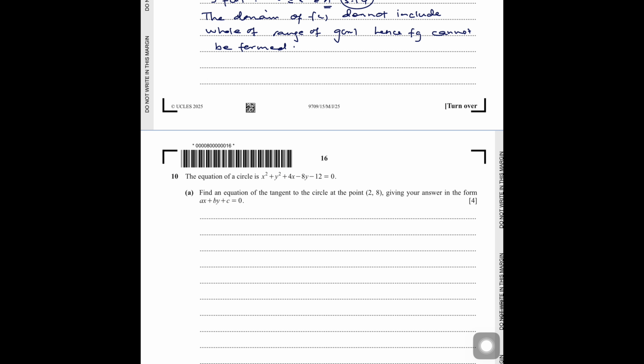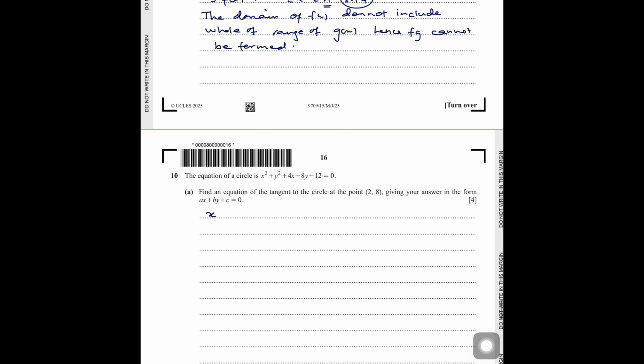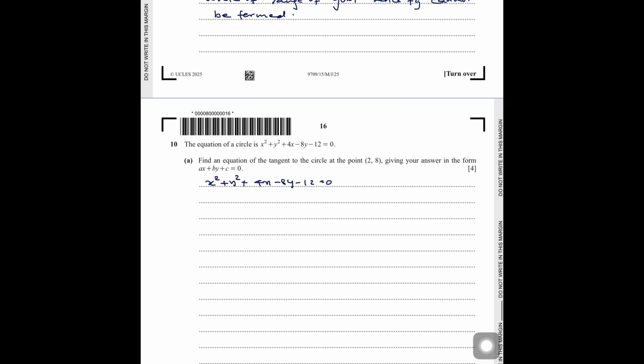The equation of the circle is x squared plus y squared plus 4x minus 8y minus 12 equals 0. Find an equation of the tangent to the circle at point (2, 8), giving your answer in the form ax plus by plus c equals 0.